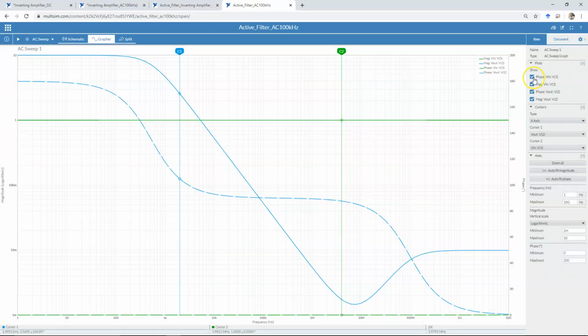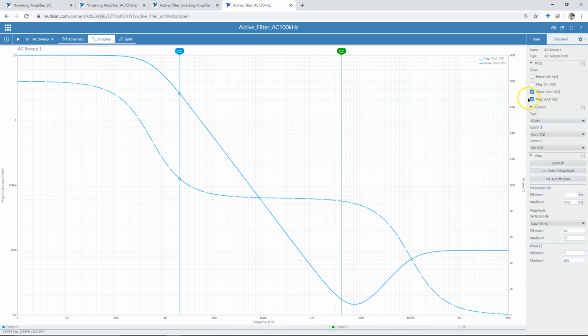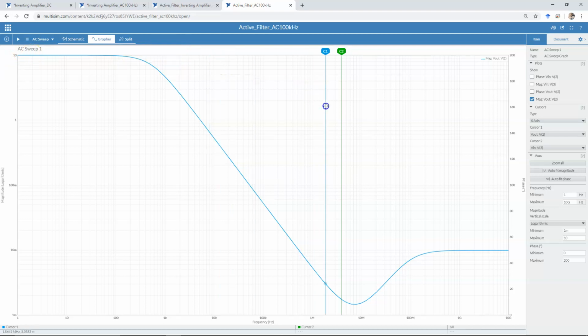I'm going to get rid of some of these plots. The V in plot I don't need. I'll get rid of the phase plot for now. All right, so here it is. I have my output voltage, which shows how the output changes over frequency. The x-axis is the frequency in log scale, and the y-axis is the magnitude of the output. So here, what happens at DC? 10. That's the maximum voltage, right? We saw that the cutoff frequency was at 0.707 of the maximum.